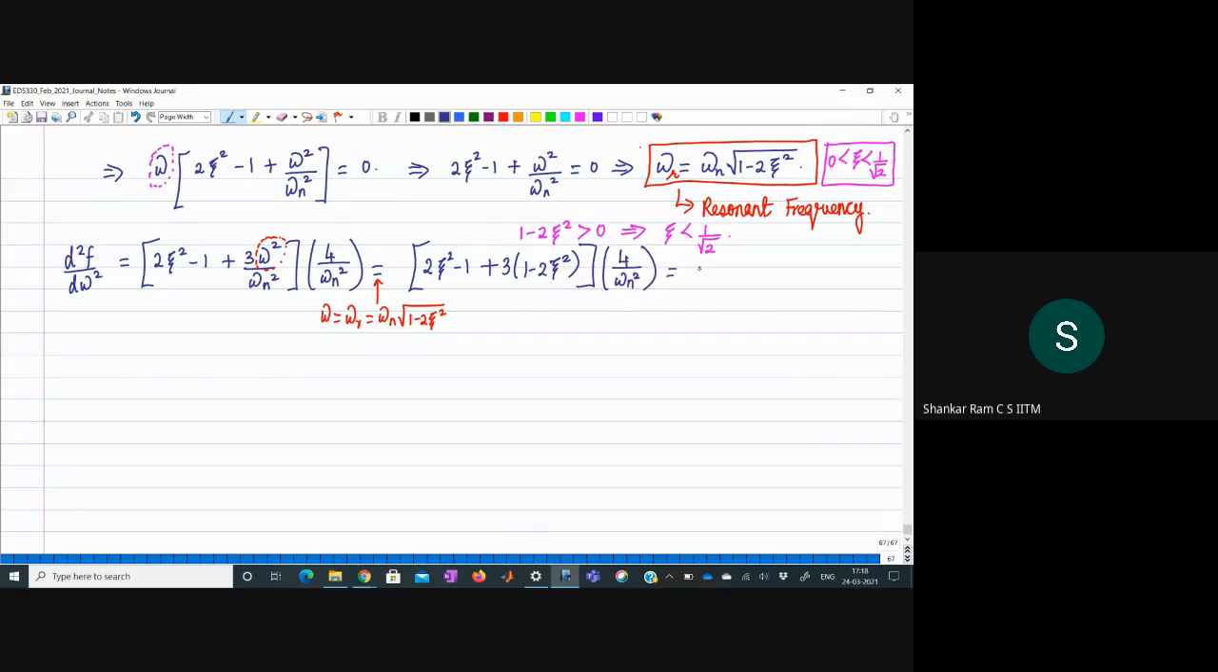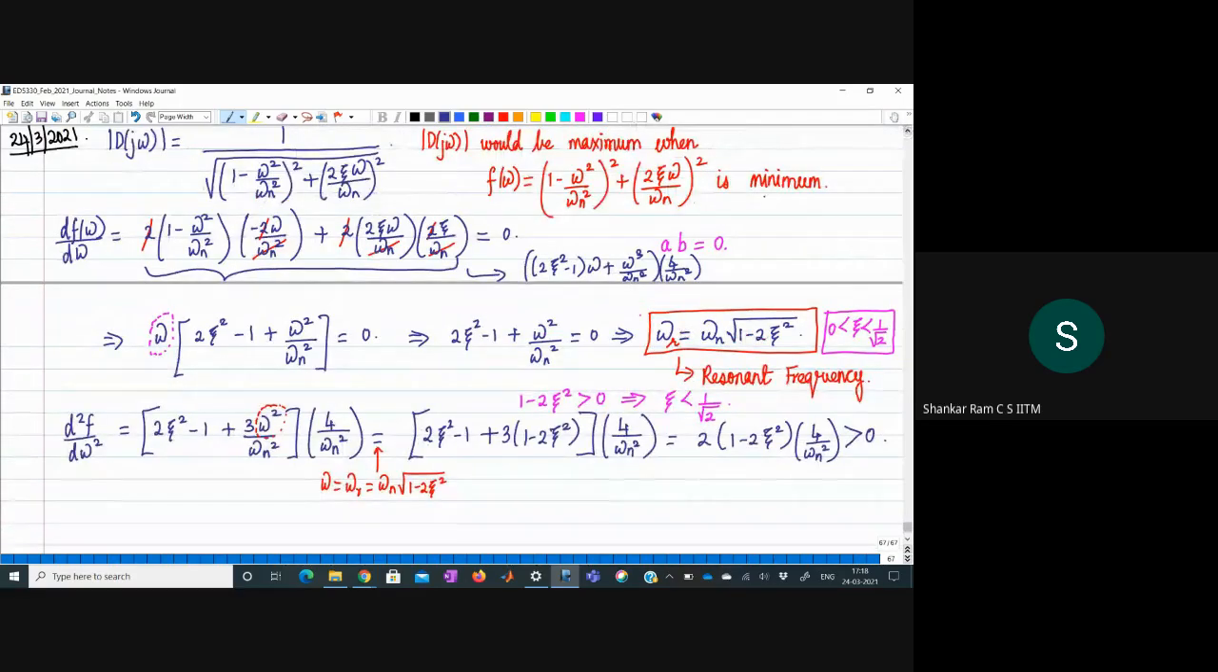Right? So then if we simplify this, this will become 2 times 1 minus 2 zeta squared times 4 by omega. Now this has to be greater than 0, right? For f of omega to be a minimum. So we are looking at f of omega to be a minimum. Then the question becomes, when will this be a positive number, right? So this will be positive only when this factor 1 minus 2 zeta squared is positive.